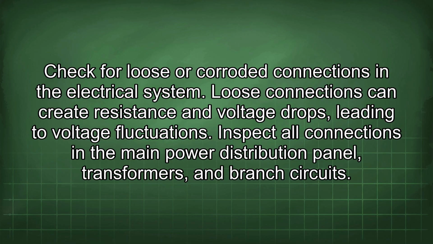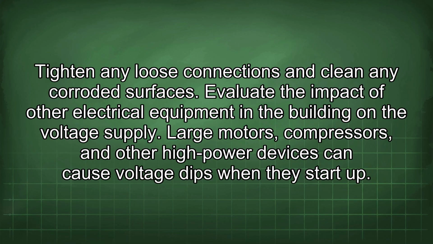Check for loose or corroded connections in the electrical system. Loose connections can create resistance and voltage drops, leading to voltage fluctuations. Inspect all connections in the main power distribution panel, transformers, and branch circuits. Tighten any loose connections and clean any corroded surfaces.